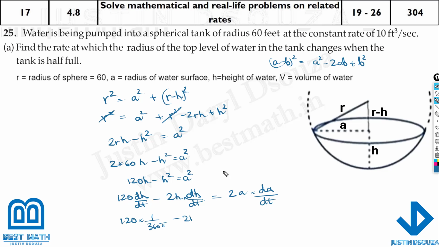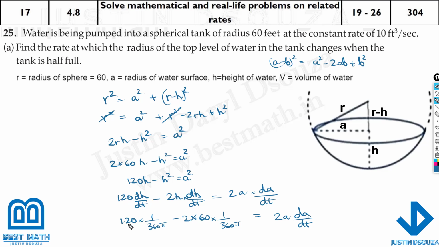What is h now? It's half, isn't it? This is basically when the tank is half full. That means height will be equal to the radius, so that's going to be 60 over here. Multiplied by, what is dH by dt? It's going to be 1 by 360 pi. That is equal to 2 times 2a dA by dt.